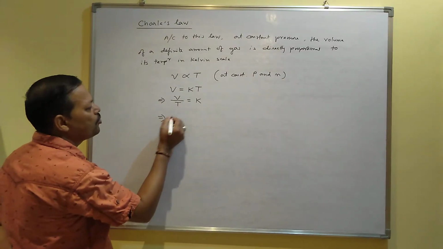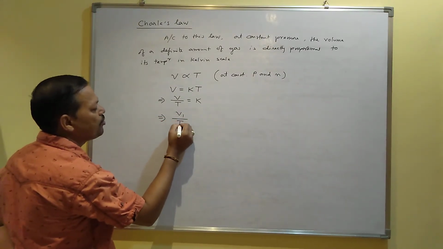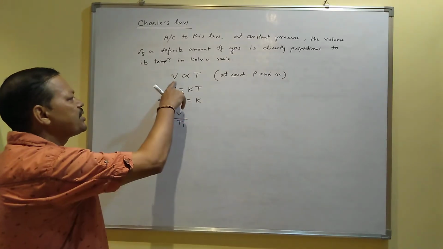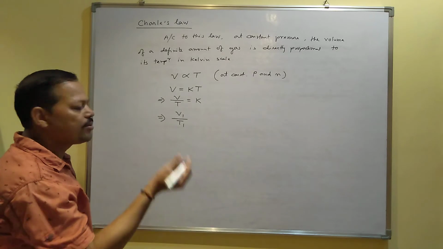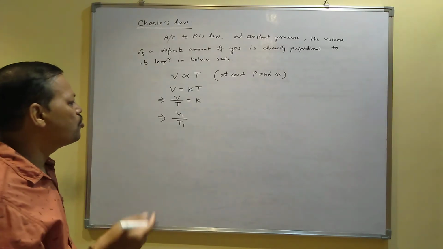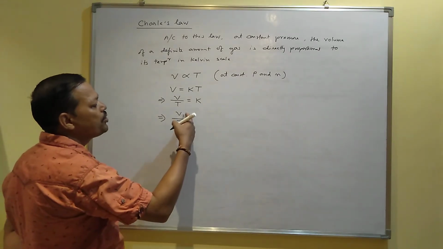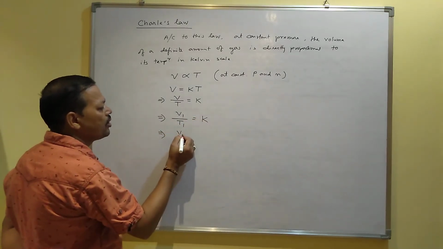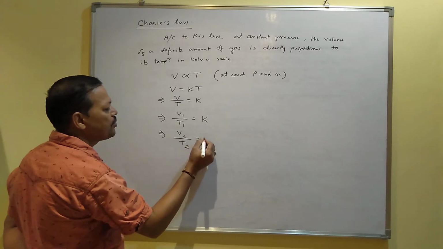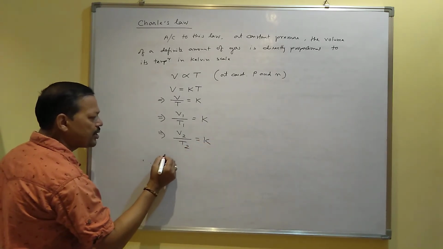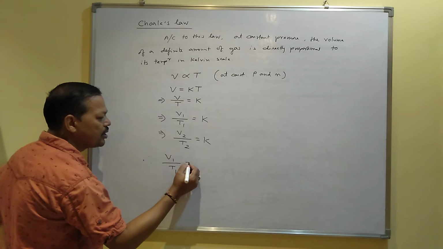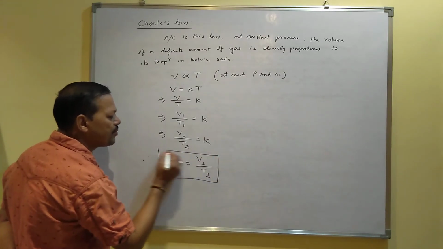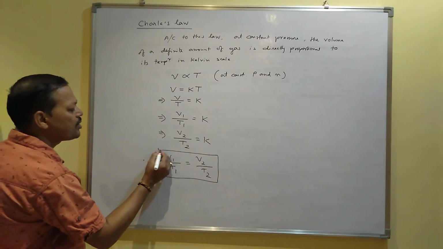If you change the volume from V to V1, temperature will be T1. I mean, when you change the temperature, volume also changes. Since it is directly proportional, if you increase the temperature, volume increases. If you decrease the temperature, volume also decreases. But when you do V1 by T1, the value remains the same, constant. Or V2 by T2 is equal to K. That means you can write V1 by T1 is equal to V2 by T2. So this is the relation given by your Charles law.